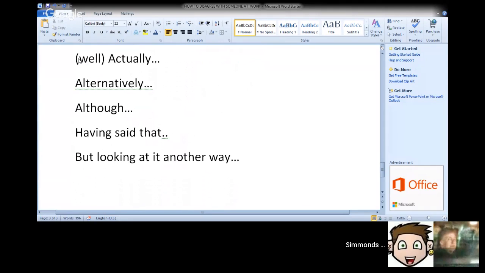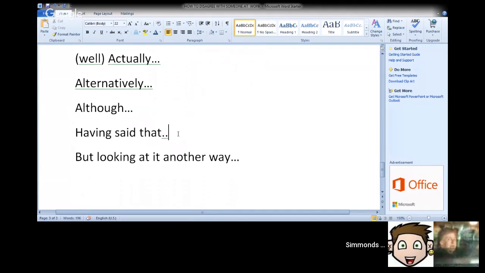Alternatively, I don't know why it's difficult for me to say today. Alternatively, there you go. It depends which mode my brain is in, if it's in Spanish mode or English mode. So that basically means, but on the opposite side, you know, again, contrasting the point of view here, we have although, which is relatively common.